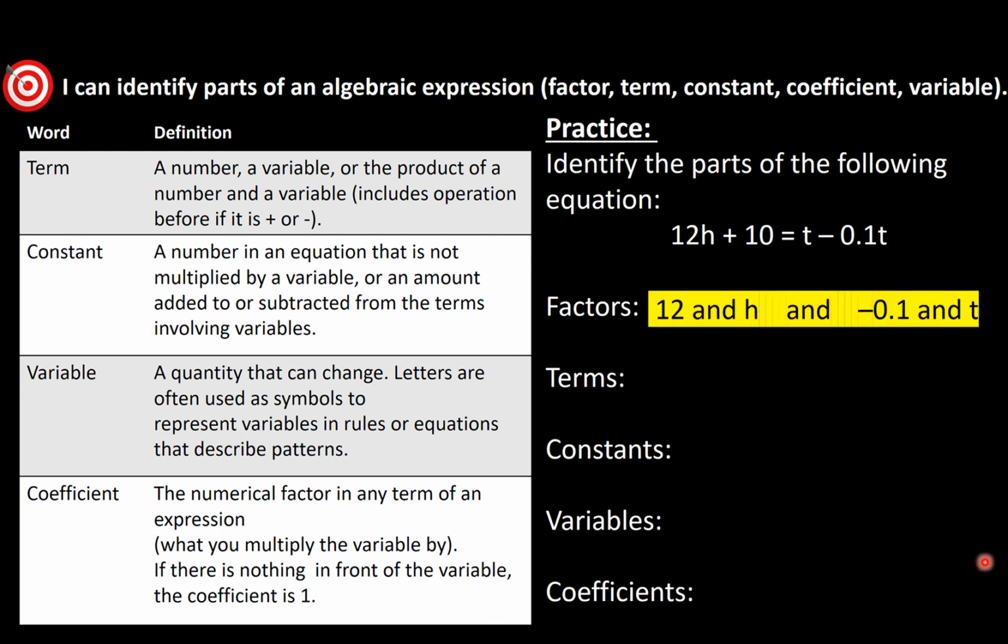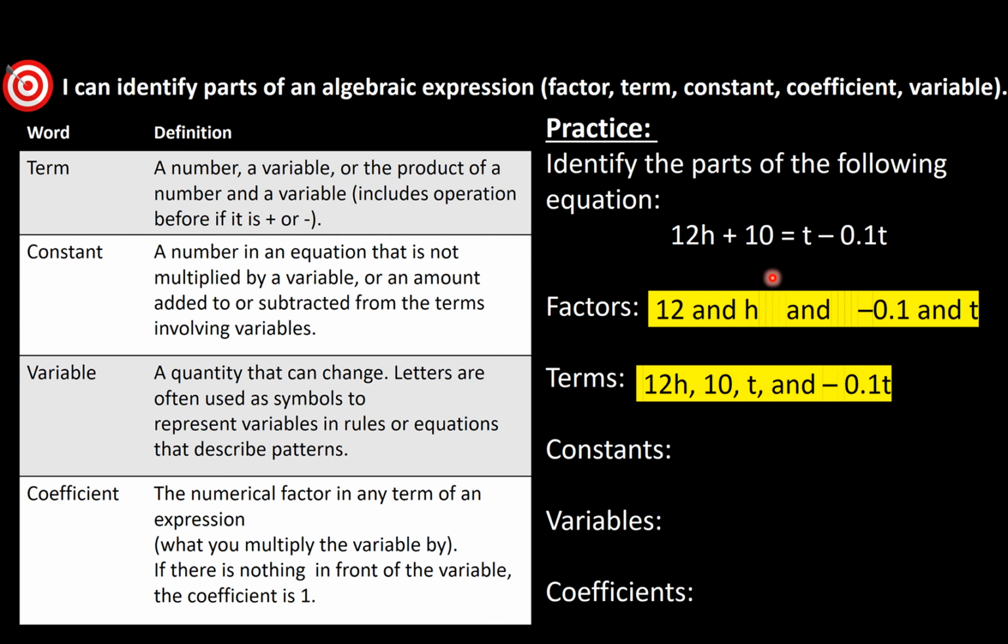All right, welcome back. So the factors you should have found are 12 and h, and then there's also another pair of factors, which are -1/10 and t. We have 12h here, 12 times h, and we have negative, because we have to keep that sign, 1/10 times t. There are 4 terms here: 12h, 10, t, and -1/10 t.